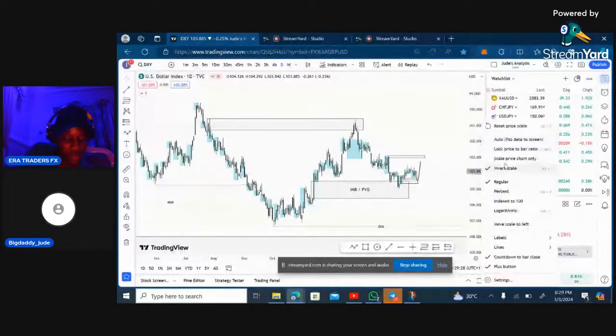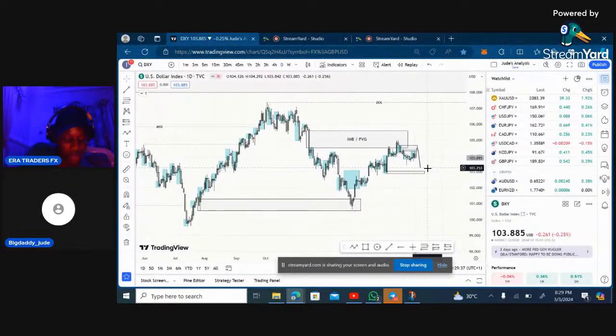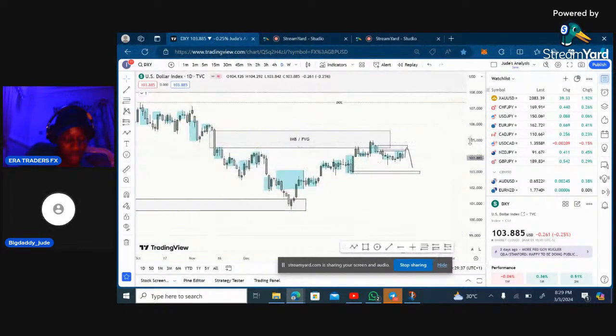So this will be my outlook for DXY for the coming week. This is what I'm expecting for this coming week for DXY.